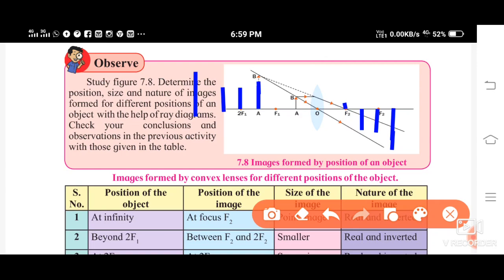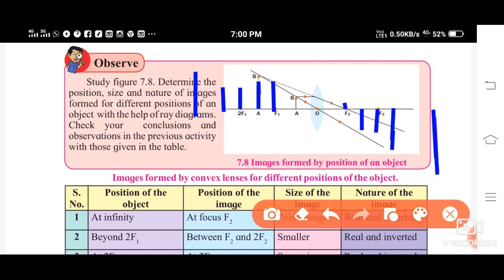Now when you keep the object on F1, okay, that time the image will be formed at infinity, okay. Yes, the image will be formed at infinity, and the size of the image will be very large, okay, an enlarged image, and it is again an inverted image.